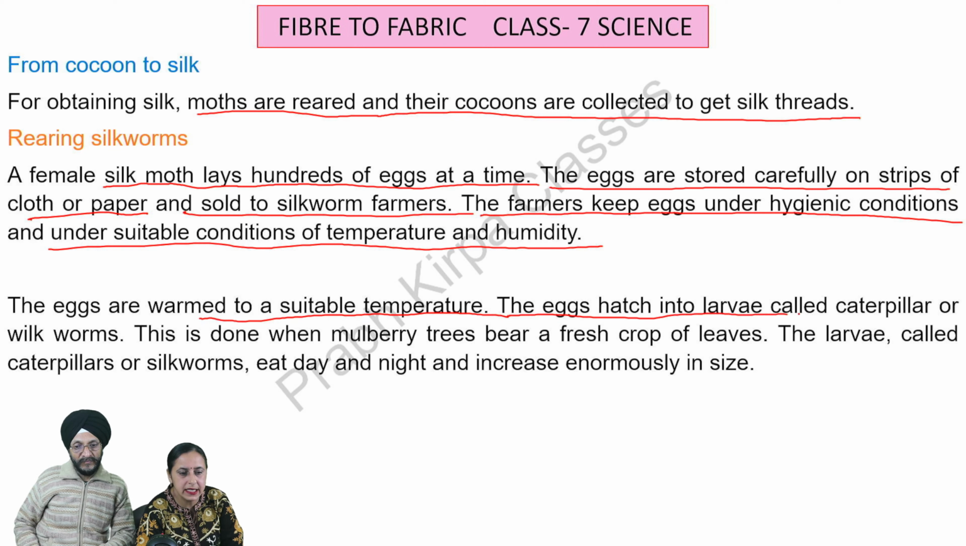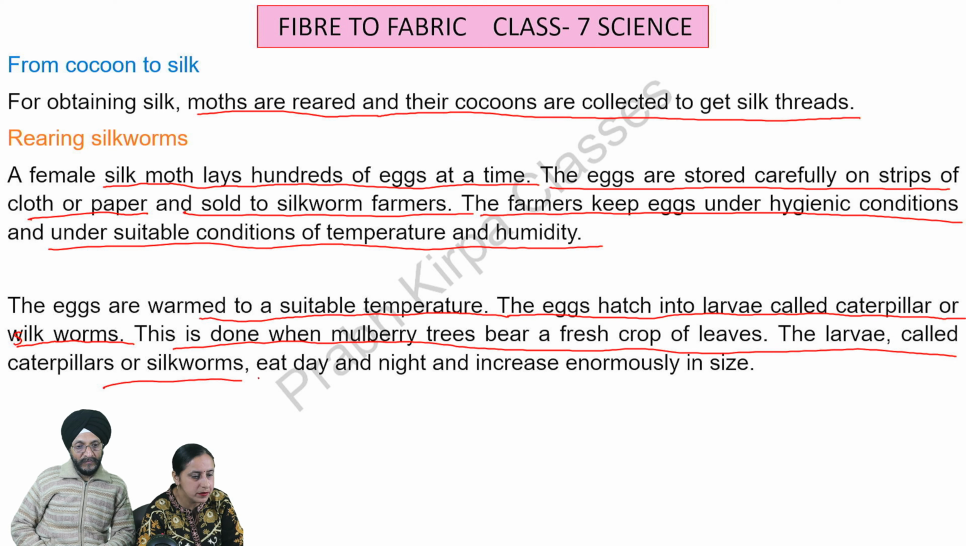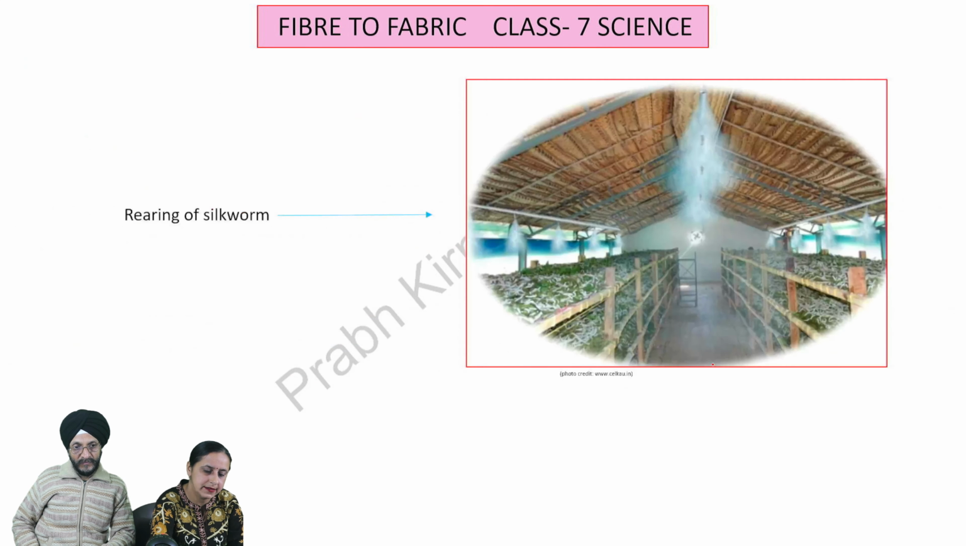The eggs hatch into larvae called caterpillars or silkworms. This is done when mulberry trees bear a fresh crop of leaves. The larvae called caterpillars or silkworms eat day and night and increase enormously in size.